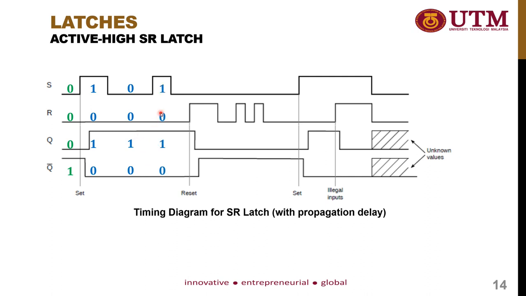For the next stage, we see that S equals 1 and R equals 0. So this state is called set mode. So Q equals 1 and Q bar will become 0. Next, S becomes 0 and R becomes 1. So it means that the latch is in reset mode. Okay, when it is in reset mode, Q will become 0 and Q bar will become 1.